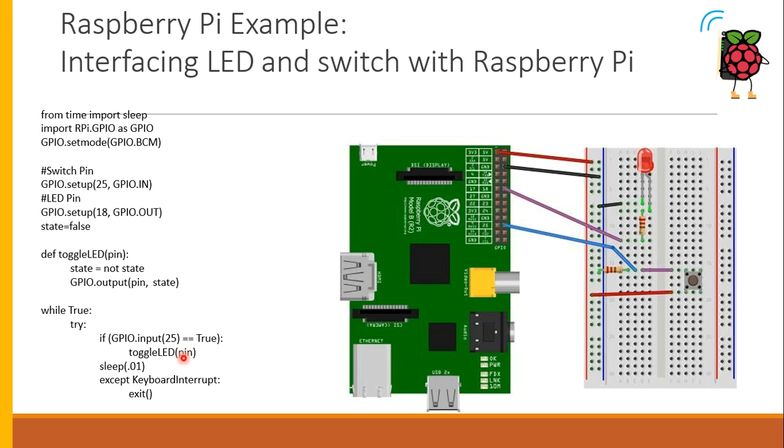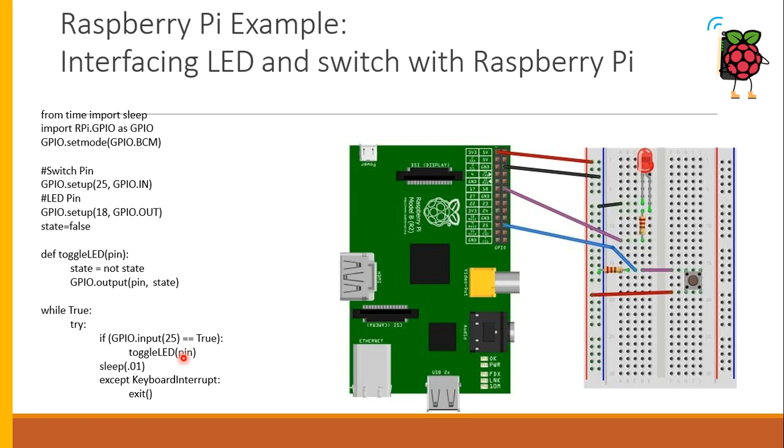When I push the first time, it's on. When I push the second time, it will be off. So GPIO.input is equal to true. If the input value is passing, I have to keep the LED on and give some time. After that, I have to call the exit function, because I also use exception handling in Python. So try and except are used for handling the exception.